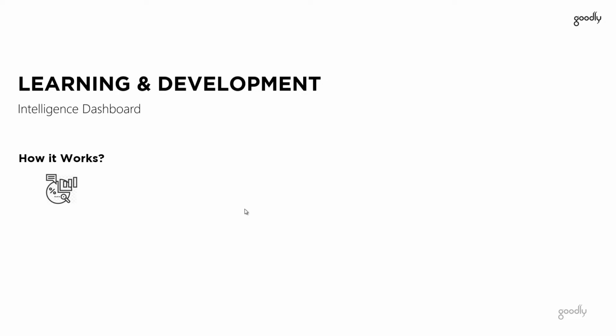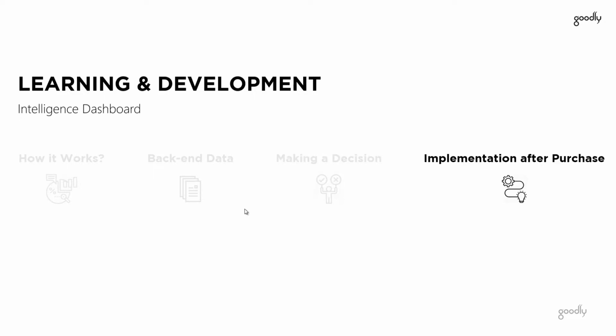All right, in this video I'm going to be discussing 4 things with you. The first is how the dashboard works. What are the different parts of it? How do you make it work? What are the different features and things like that? The second thing I'm going to show you is the backend data, the data that I have used to construct the dashboard, and what is the data that you need to collect to be able to work with the dashboard. The third thing is making a decision. So how would you actually get to know that this dashboard is the right fit for you? And the final thing is how do you implement this? How do you configure the dashboard after you purchase it? All right, let's start with how it works.